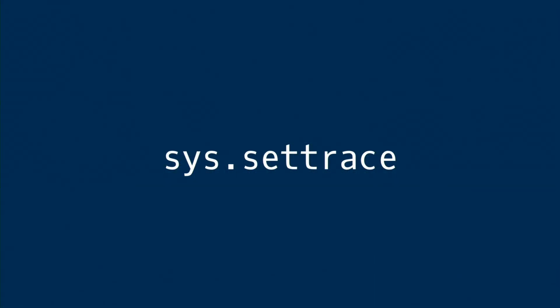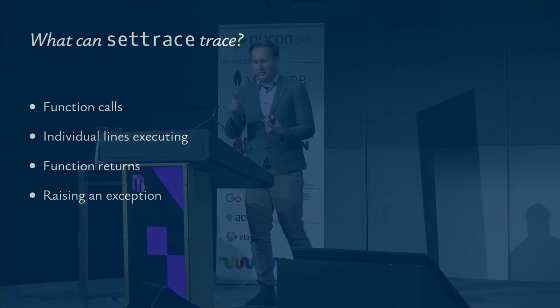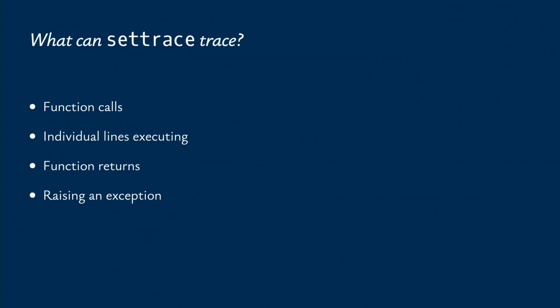This is where sys.setTrace comes in. sys.setTrace is a function in CPython that lets you trace the execution of code. It's there so that you can write a debugger for your Python. But where's the fun in that? sys.setTrace can trace a bunch of things. It can trace when you call a function. It can trace exception handling. It can trace the execution of individual lines and of specific function return calls.